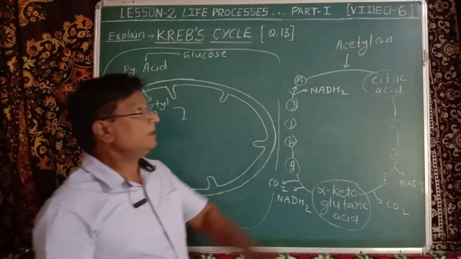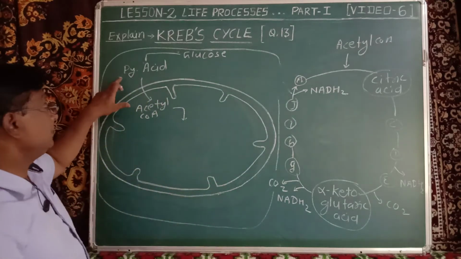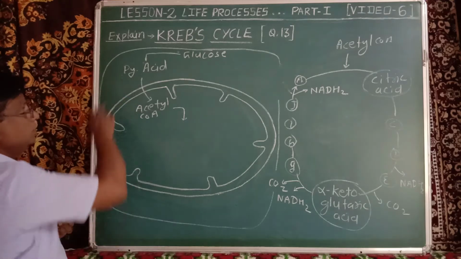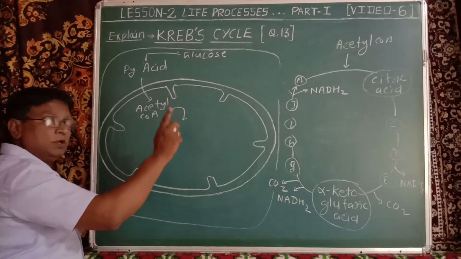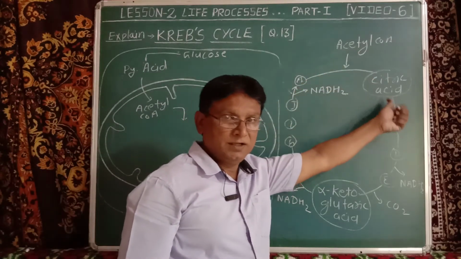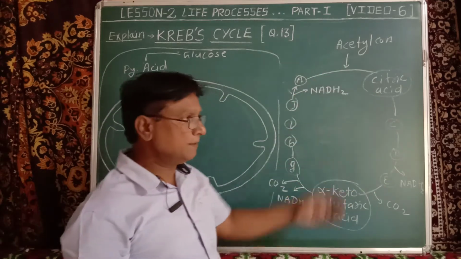Likewise, from one acetyl-CoA, I am talking about one acetyl-CoA. How many pyruvic acid form from one glucose molecule? 2 molecules of pyruvic acid and 2 molecules of acetyl-CoA. Now, one molecule of acetyl-CoA, how it enters the Krebs cycle and forms the different compounds.